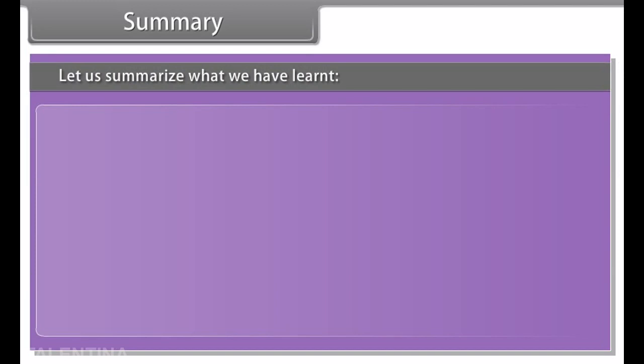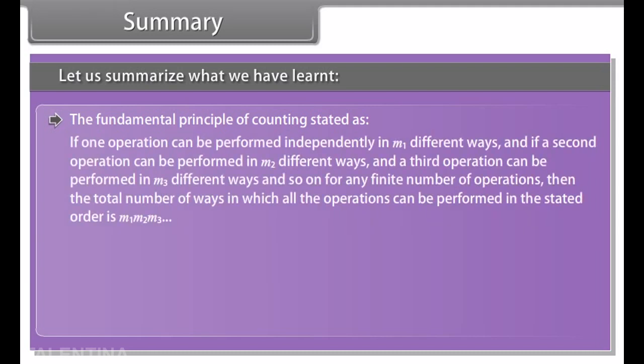Summary. Let us summarize what we have learned. The fundamental principle of counting is stated as: if one operation can be performed independently in m1 different ways, a second operation can be performed in m2 different ways, and a third operation can be performed in m3 different ways, and so on for any finite number of operations, then the total number of ways in which all the operations can be performed in the stated order is m1 into m2 into m3 and so on.